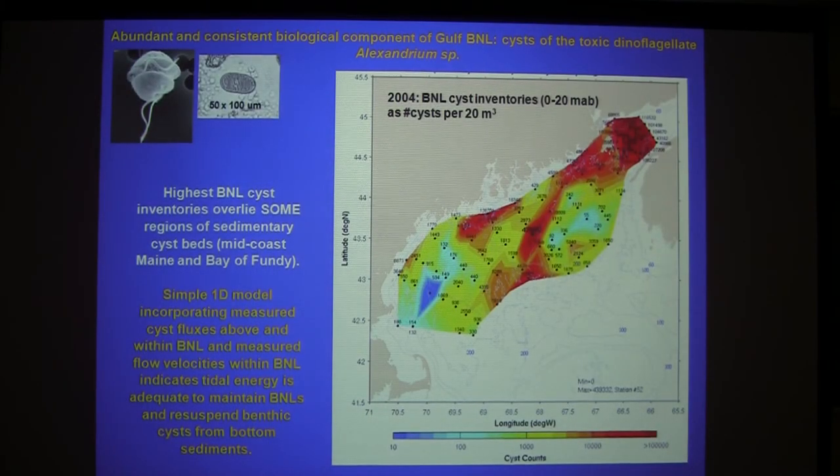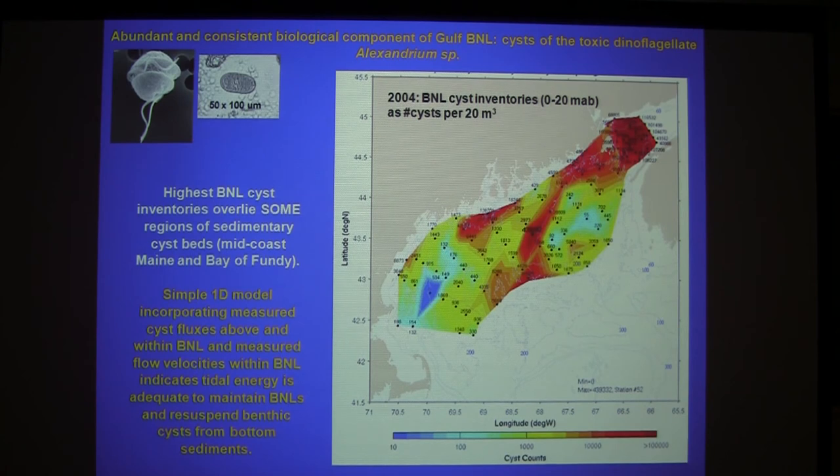Another thing that happens in the nepheloid layer are cysts. Dinoflagellate cysts. You've probably heard of red tide blooms. We have a lot of Alexandrium fundyense in the Gulf of Maine that annually produces blooms, and a product of the blooms are these resting cells or cysts that go into the sediment and are the inoculum, or believed to be the inoculum, for the next year's spring bloom.